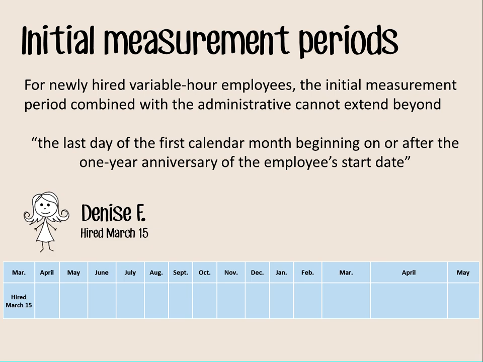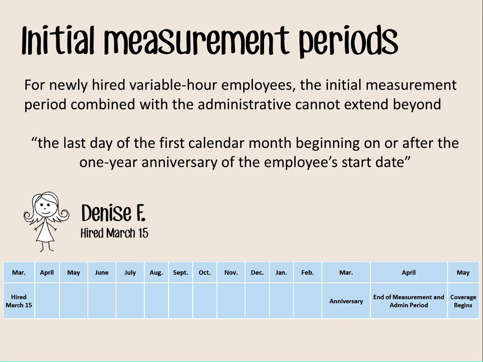With our sample employee, I'll call her Denise F., let's assume that Denise were hired on March 15th, so we've got that lined out on the timeline down below. As such, her anniversary, of course, is in the following March. The statute stipulates that the measurement and administrative period combined cannot exceed beyond the last day of the calendar month after their anniversary, so that needs to end by the end of that April, and her coverage then needs to take effect in the beginning of May.